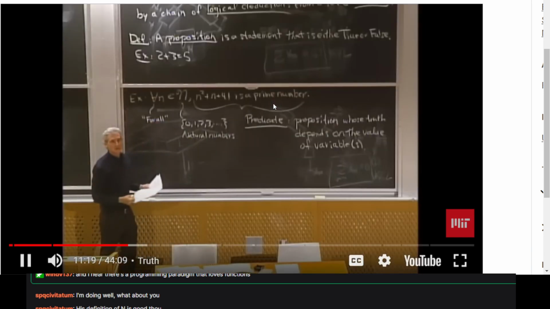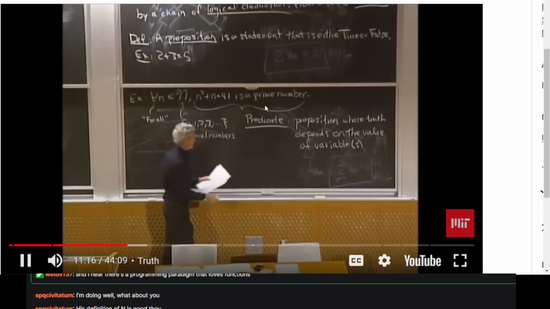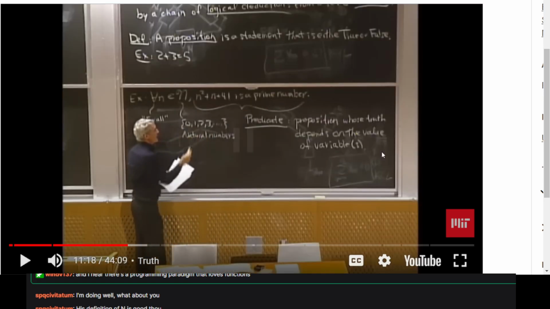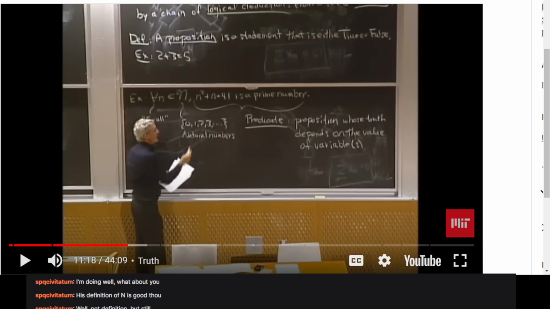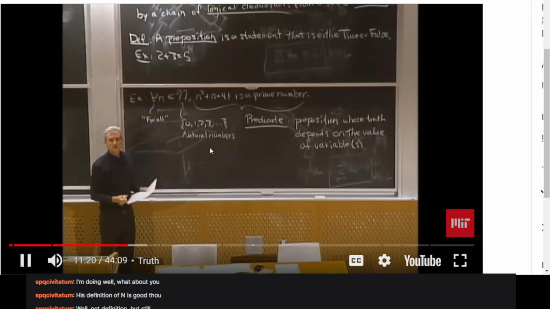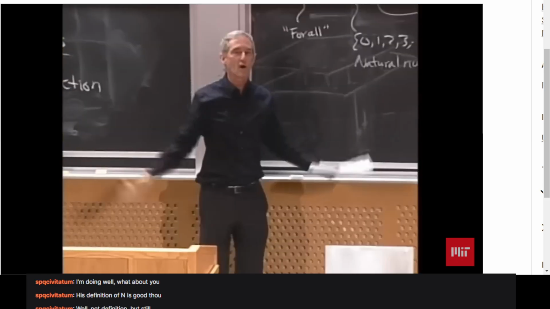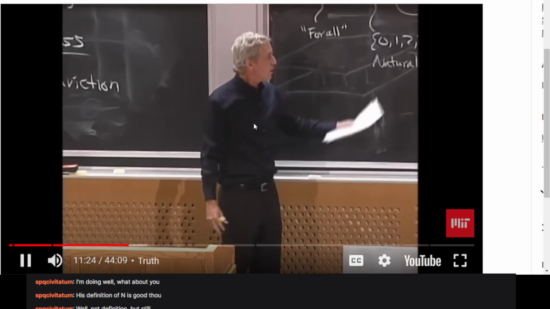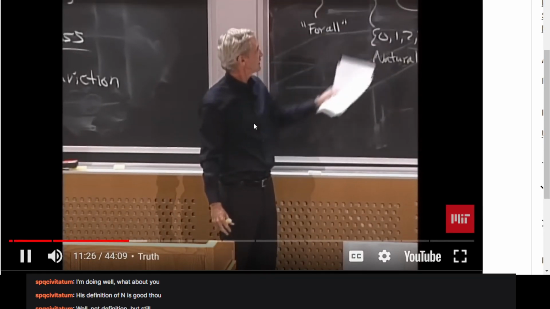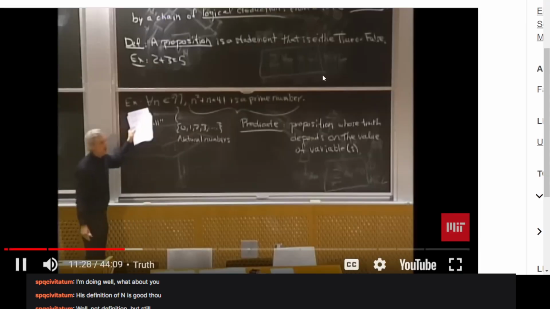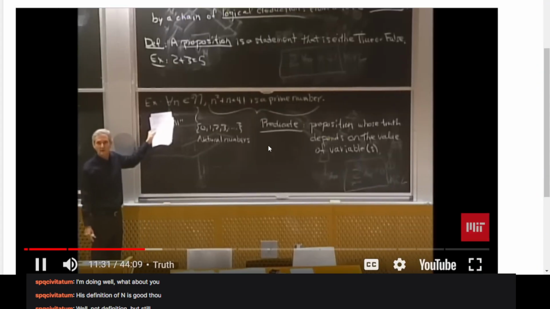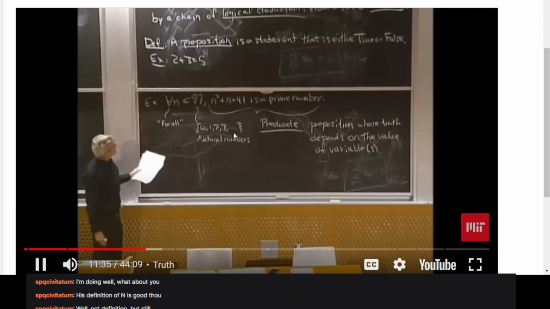This is referred to as the universe of discourse. It's the space of all things we're talking about. We're only talking about natural numbers here. This is called a quantifier. We'll see more quantifiers later.